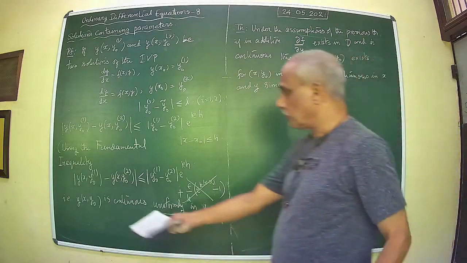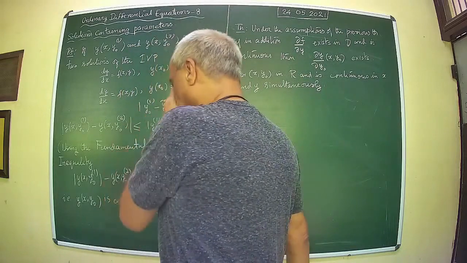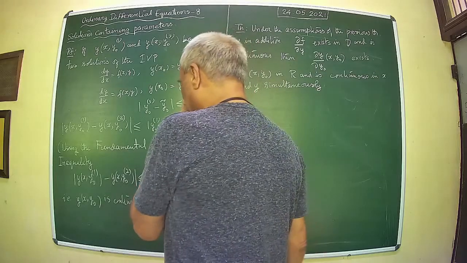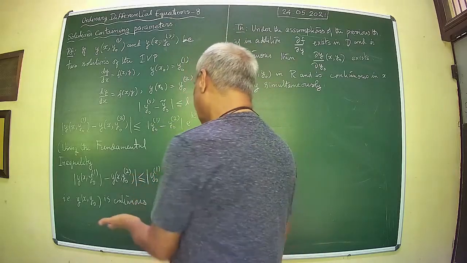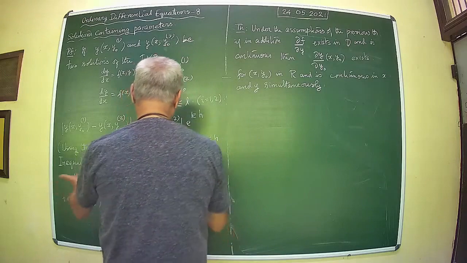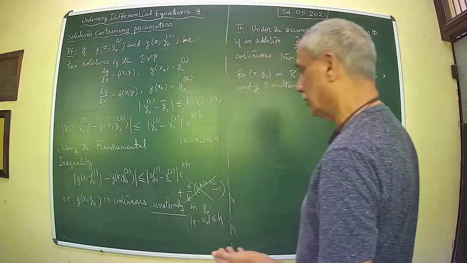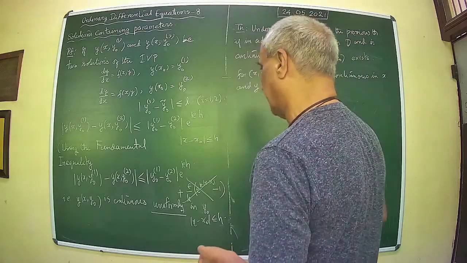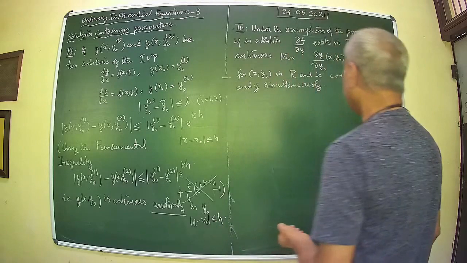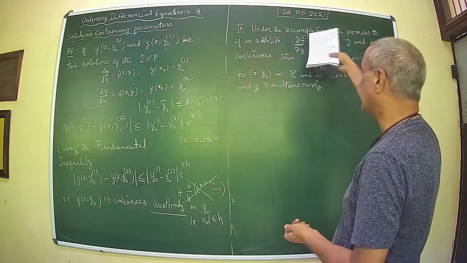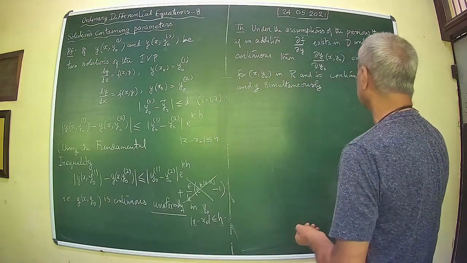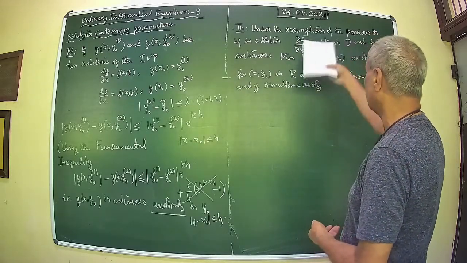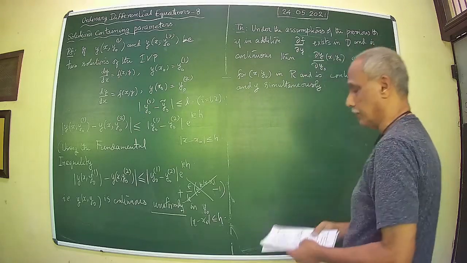So there we have proved the continuity, that if y01 and y02 lie closer, then the solutions are also going to lie closer. Now we go one step further and say that if f is not only continuous but the partial derivative of f with respect to y exists and is continuous, then you are going to have some more smoothness for the solution with respect to the parameter.